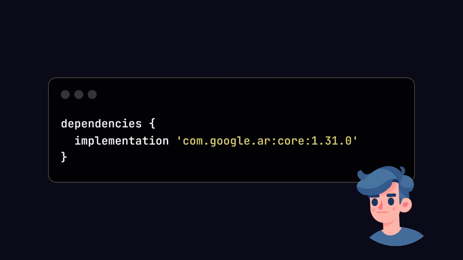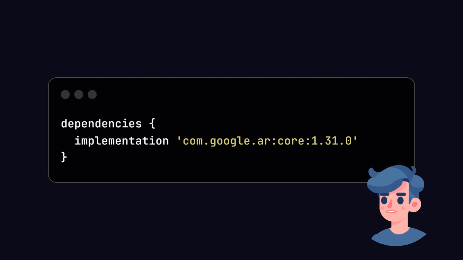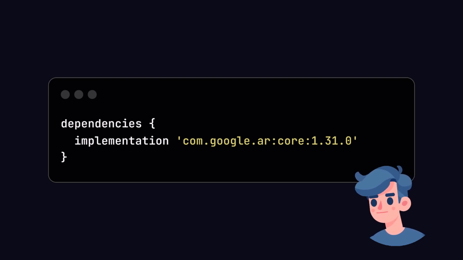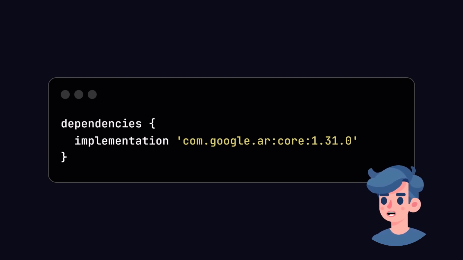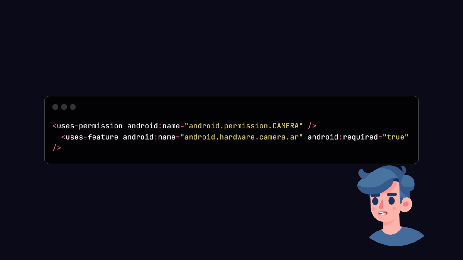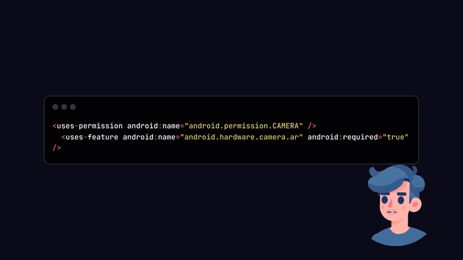Next, we need to include the ARCore library in our project. Open your build.gradle file and add the ARCore dependencies. You can find the latest version of ARCore on Google's developer site. Now that we've added our dependencies, let's enable AR features in our Android application. Open your AndroidManifest.xml file and add the following permissions and features inside the manifest tag.